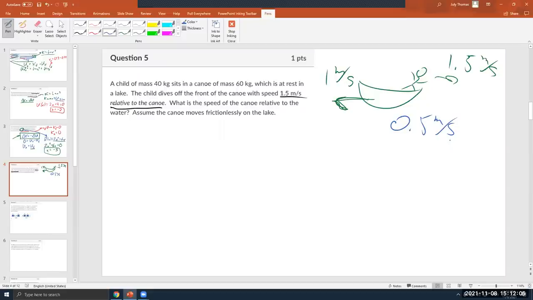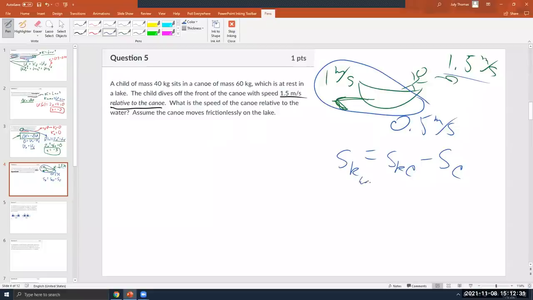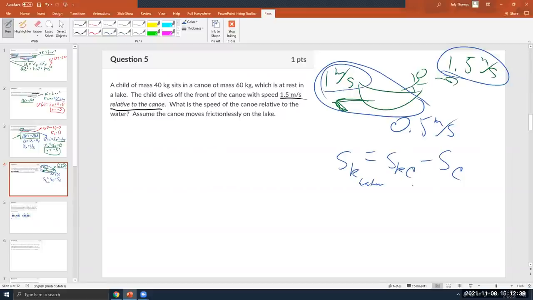How do we get there? Because the thing that we're measuring off of is moving to the left with some proportion of the speed. You have to subtract that out. Now, how would this actually translate to an equation? Well, we know that the speed of the kid is equal to the speed of the kid relative to the canoe minus the speed of the canoe. So his actual speed relative to the water is equal to the relative speed that's given minus the speed of the canoe.